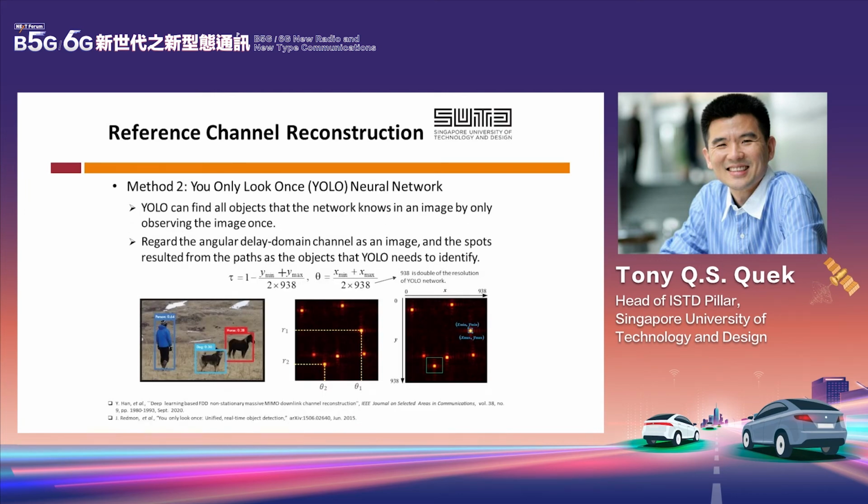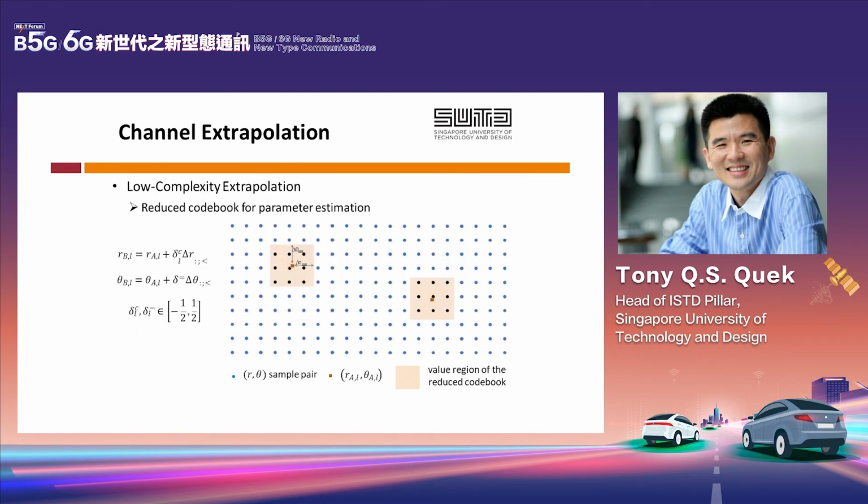Another way, as I mentioned, is you can view this as an image, right? It's a sparse image. So you can use a computer vision idea. With a YOLO neural network, you can find objects in an image. So you regard the angular delay domain as an image, and the spots can be estimated using a neural network. I'll not go into the details of the method. So assuming that I have now finished the channel reconstruction of my reference channel, then I can extrapolate.